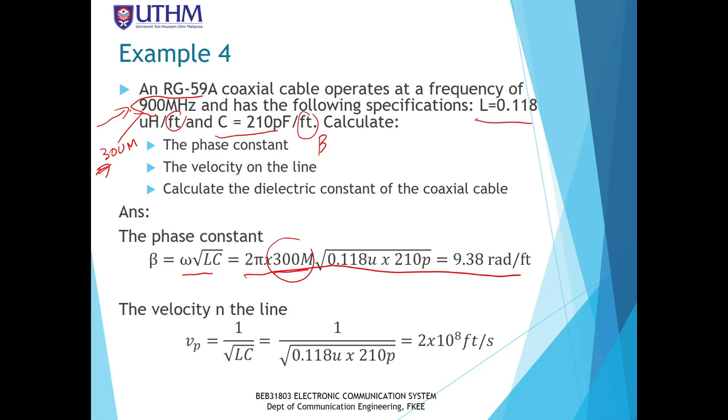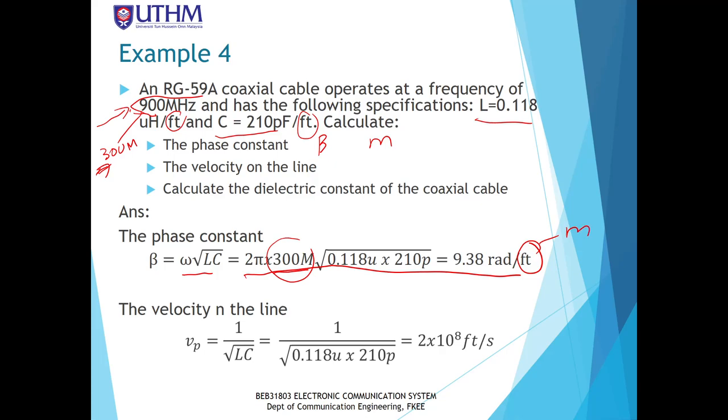0.118 micro. Square root of 0.118 micro darabkan dengan 10 pico. Where is pico? Pico. Yes, this one. 9.38 radian per feet. Okay, radian per unit length. Remember, if the unit length here is feet, that means we need to use feet. If the question gives you in term of meter, that means this is in term of meter.